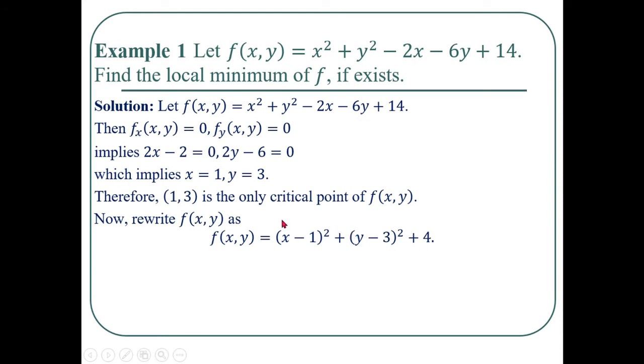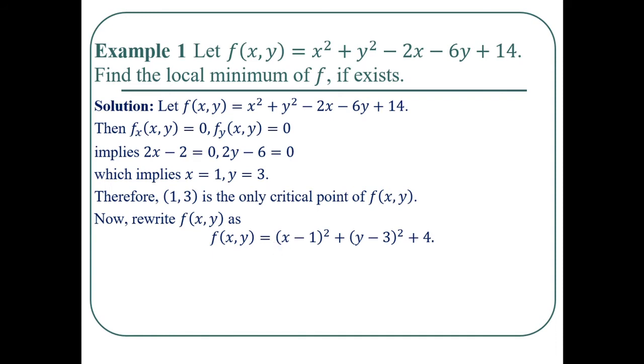Now you can observe this x minus 1 bracket square cannot be negative. This term cannot be negative because it is a square of a real number. Similarly, y minus 3 bracket square is a square of a real number, it also cannot be negative. Means both these terms are greater than or equal to 0. And when we add this greater than or equal to 0 term to the number 4, this total term is always greater than or equal to 4.